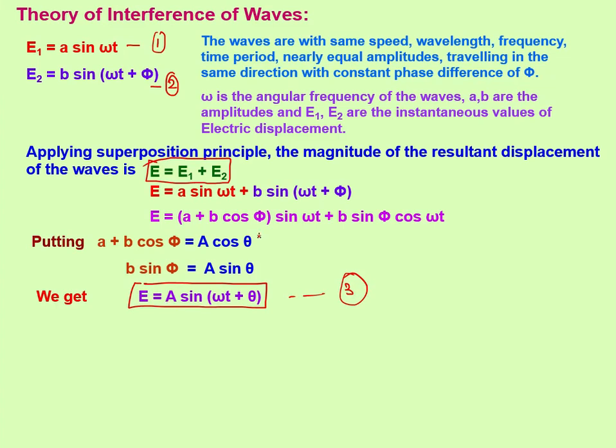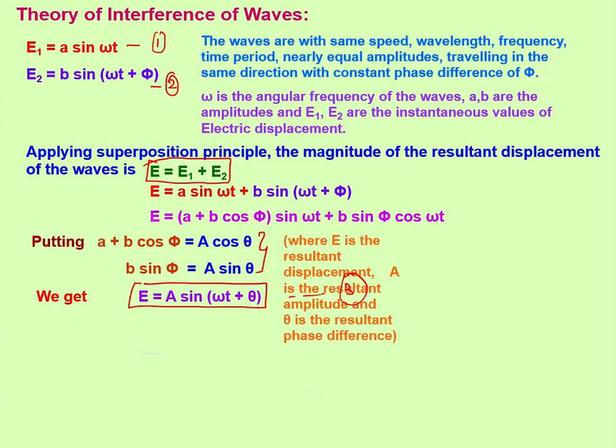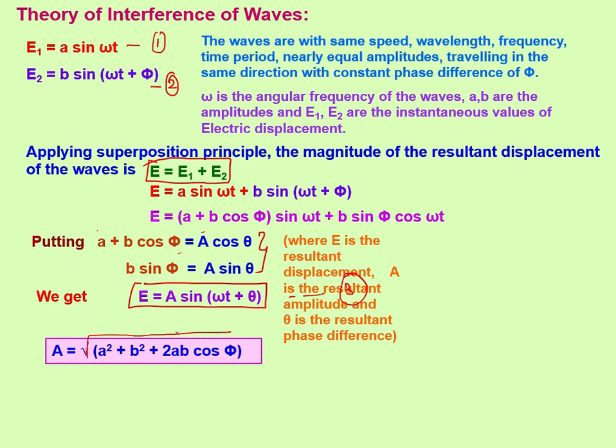To obtain capital A, we have squared and added these two identities. When you square the RHS, we get A square cos square theta plus A square sin square theta. Cos square plus sin square is 1, so one side is A square. The other side is a plus b cos phi whole square plus b sin phi whole square. Since LHS was A square, removing the square we get A equal to the under root of a square plus b square plus 2ab cos phi. So this represents the amplitude of the resultant wave.